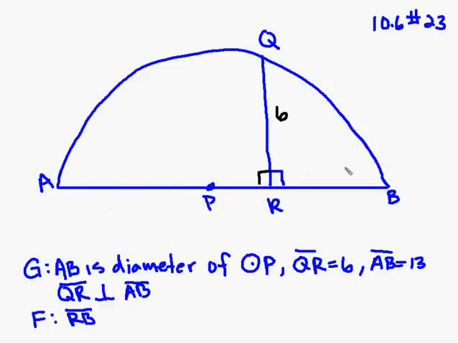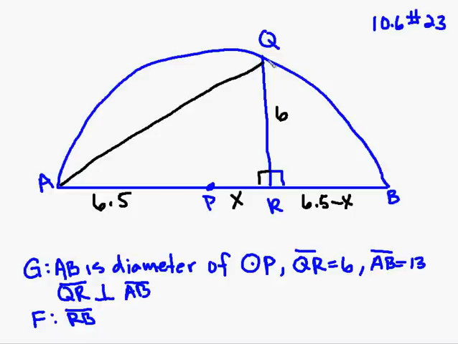Well, if AB is equal to 13, then I know that AP, which is the radius, is going to be half of the diameter, or 6.5. So first I want to identify PR as x. And then I want to identify RB as 6.5 minus x. Secondly, just for the sake of visualization, I'm going to draw an auxiliary line from A to Q, and another one from Q to B.